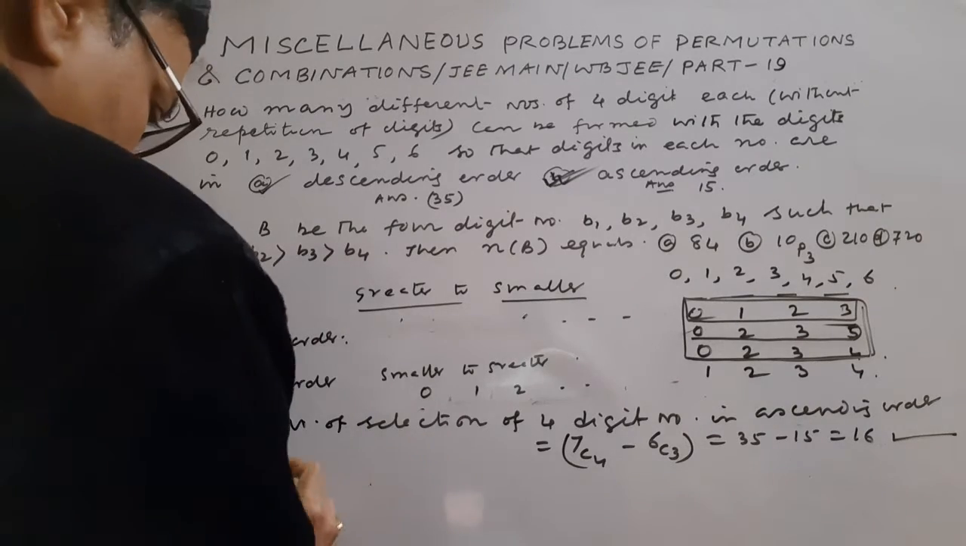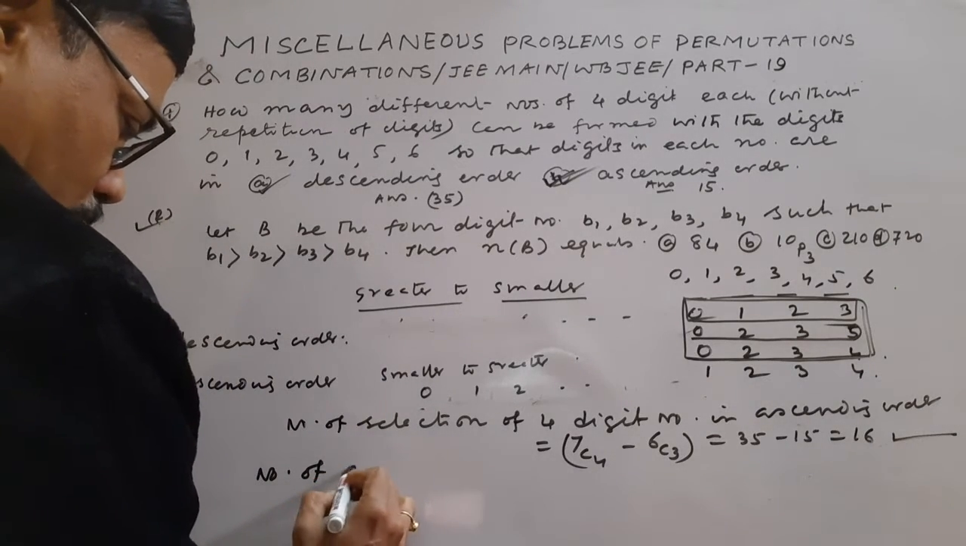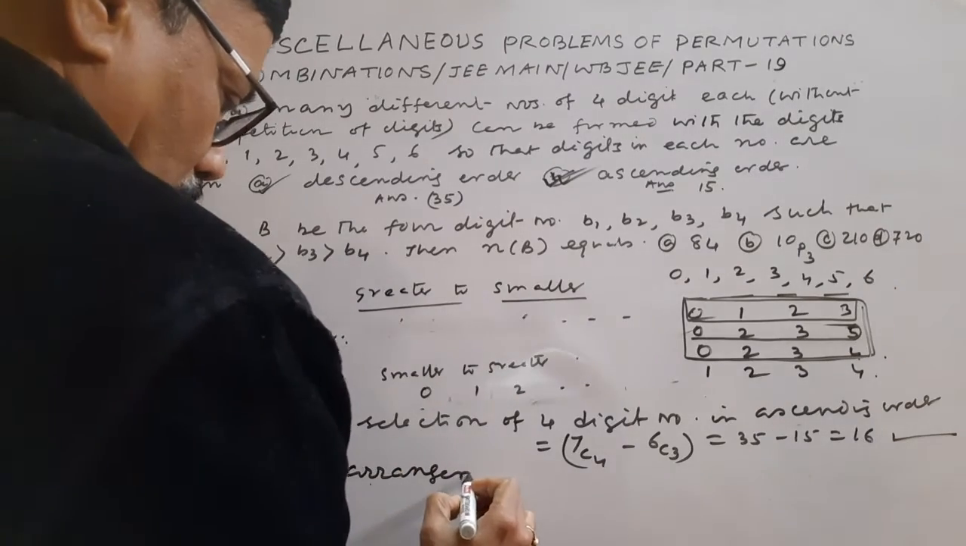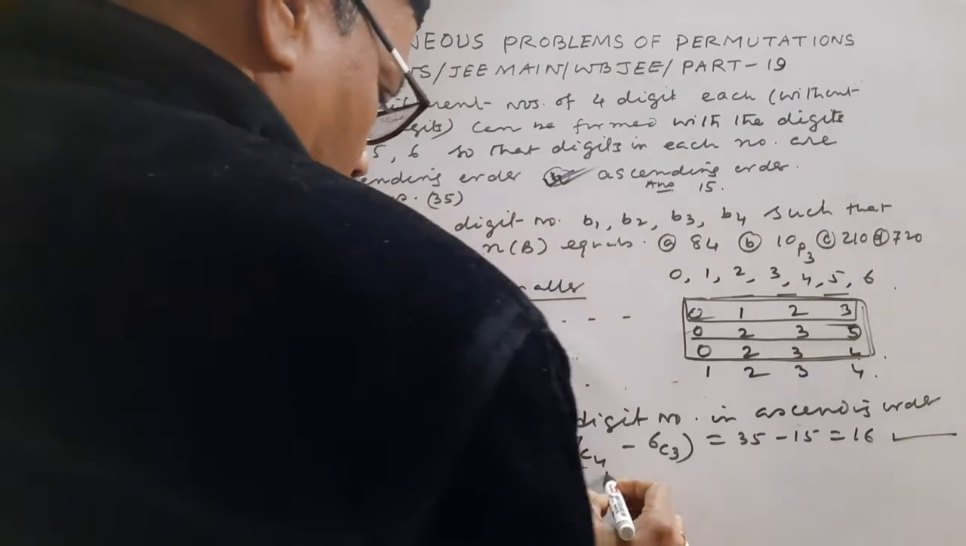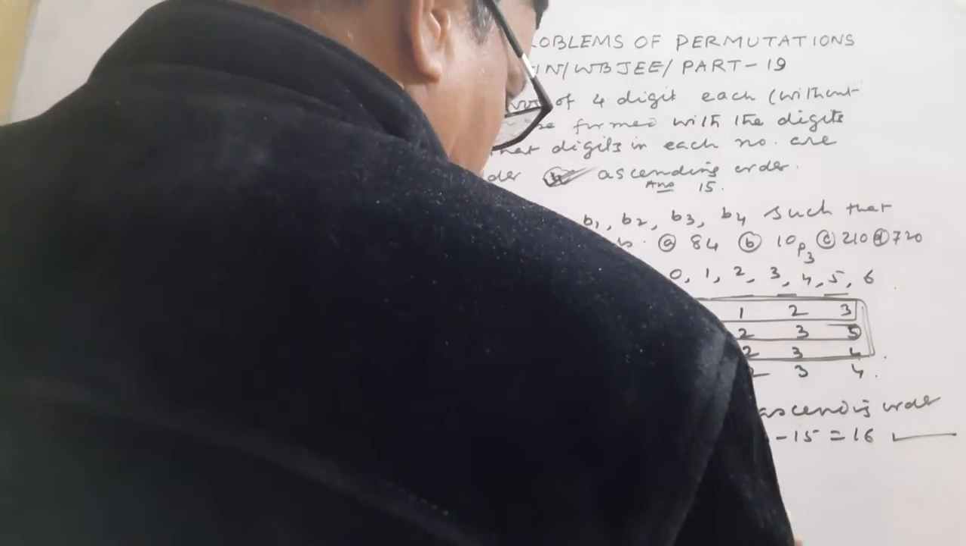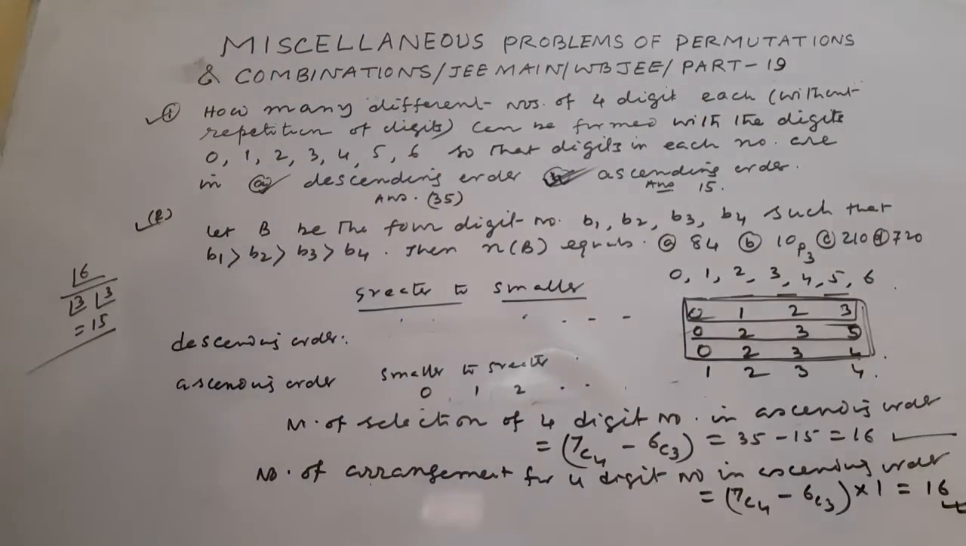So number of arrangements for 4-digit numbers in ascending order equals to number of selections. So 7C4 minus 6C3 and number of arrangement is 1. So this is 16. We are getting total arrangements equals to 16.